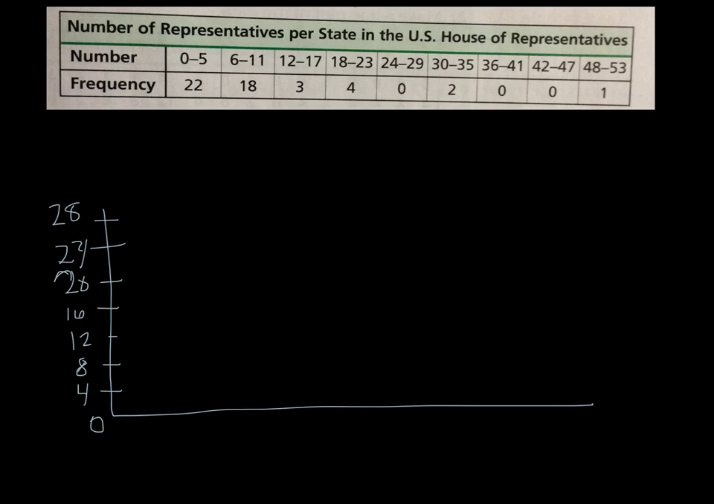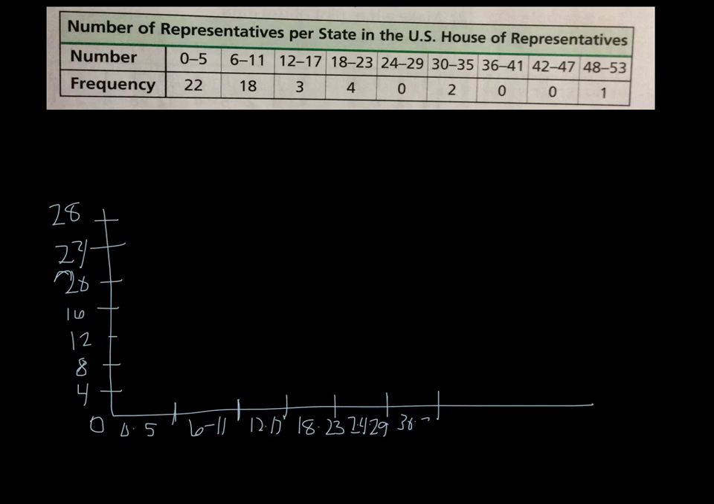Okay, and then along the bottom, we would do our intervals. So this would be 0 to 5. This interval right here would be 6 to 11. I don't do them too wide though. 12 to 17. 18 to 23. This is supposed to be in between these two, but I'm trying to be really small. I need a new 24 to 29. And then 30 to 35.